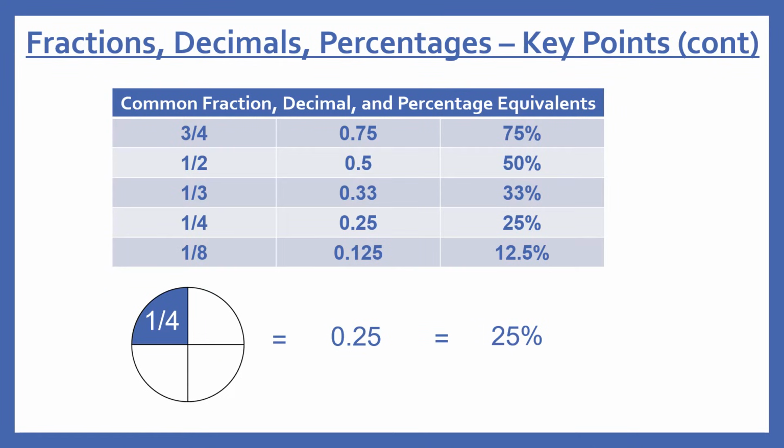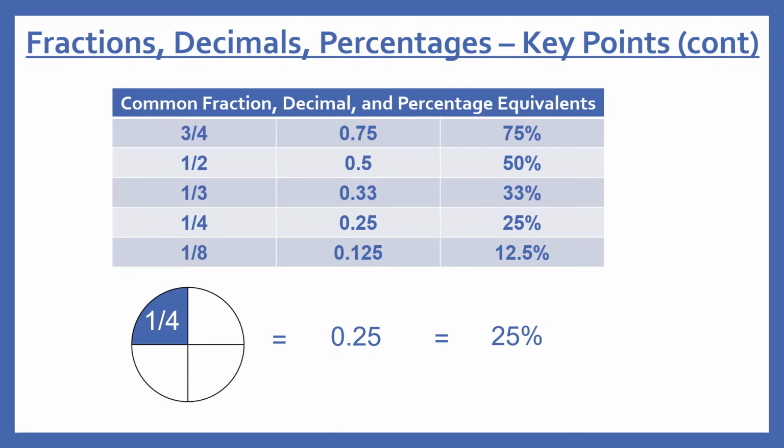And here's our chart that we looked at with the common fraction, decimal, and percentage equivalents. 3/4 is 0.75, which is 75%. 1/2 is 0.5, which is 50%. 1/3 is 0.33, which is 33%. 1/4 is 0.25, which is 25%. 1/8 is 0.125, which is 12.5%.